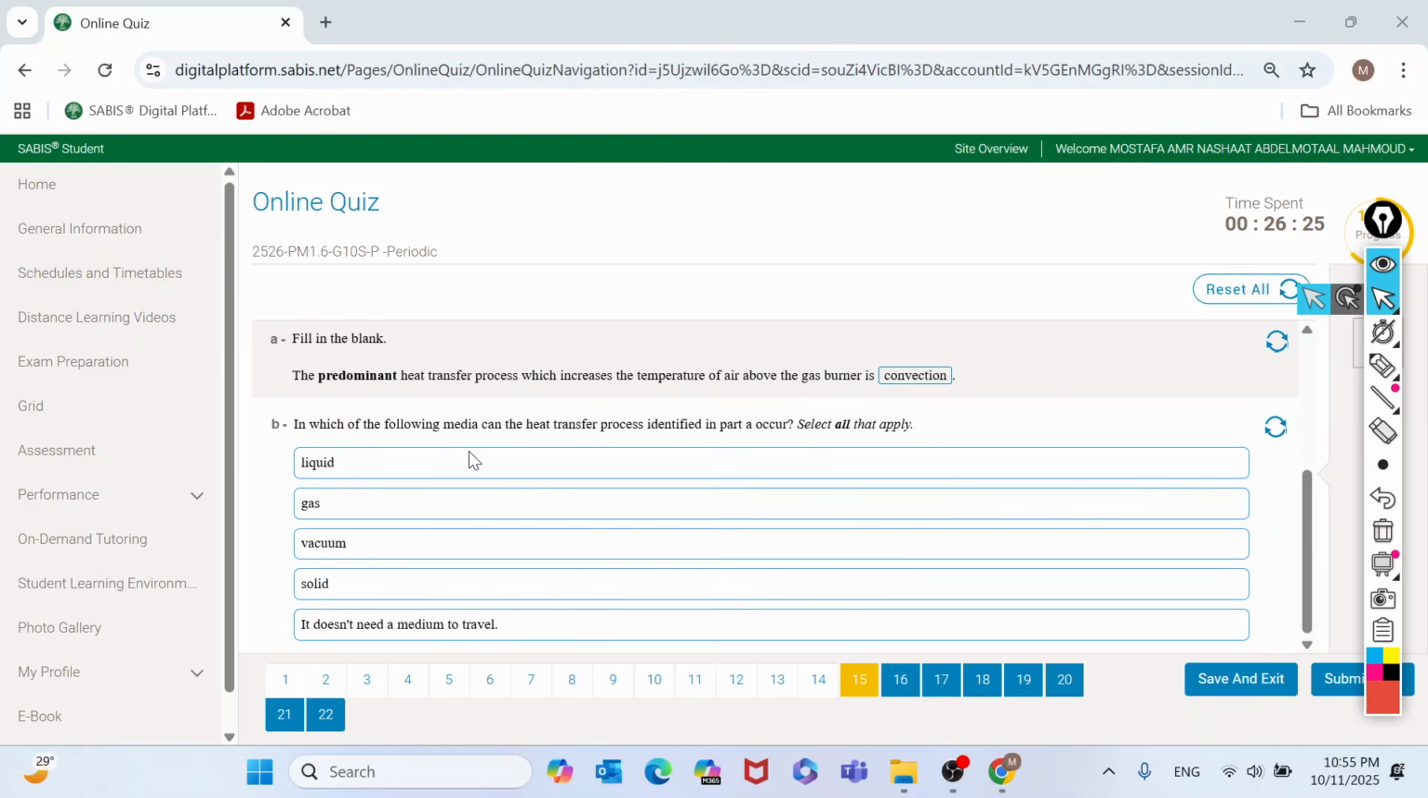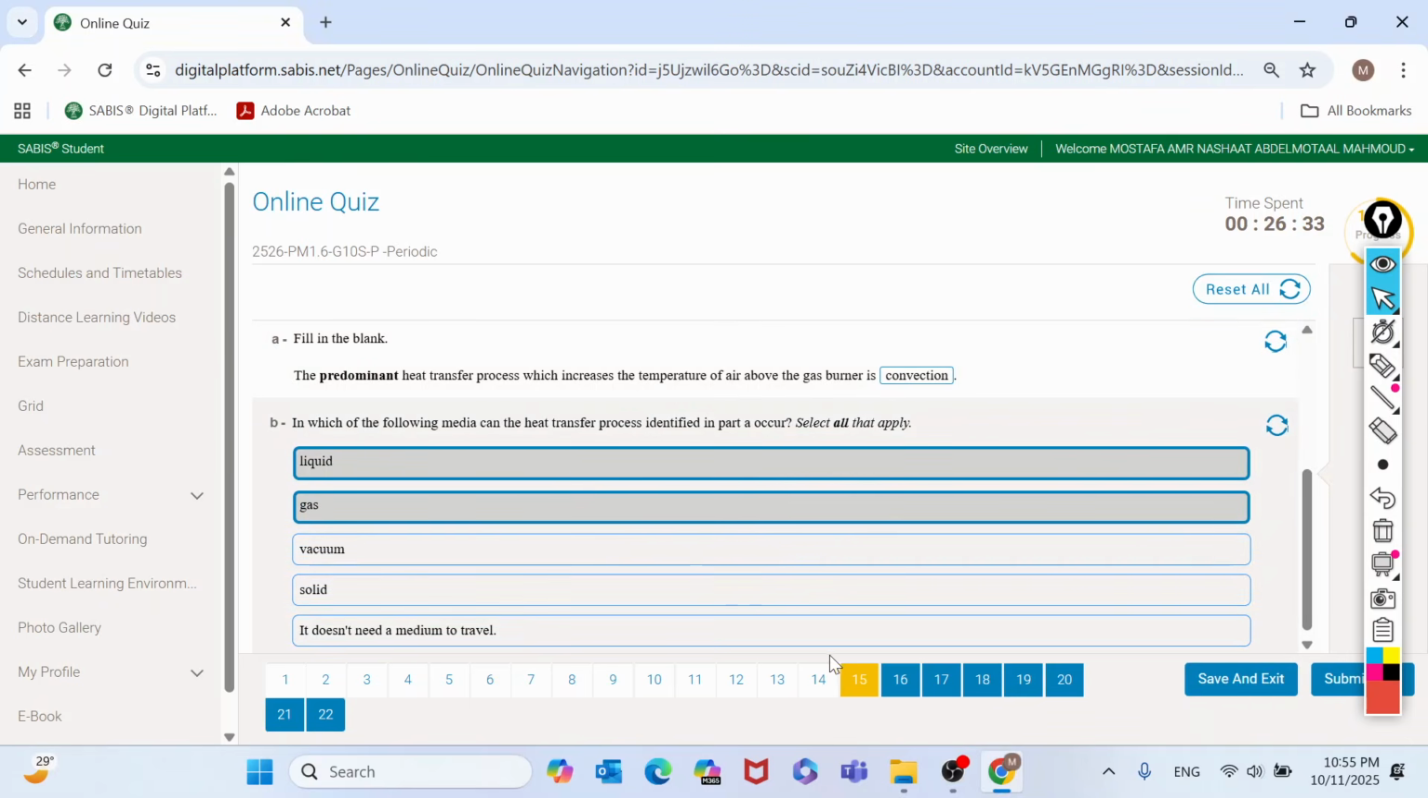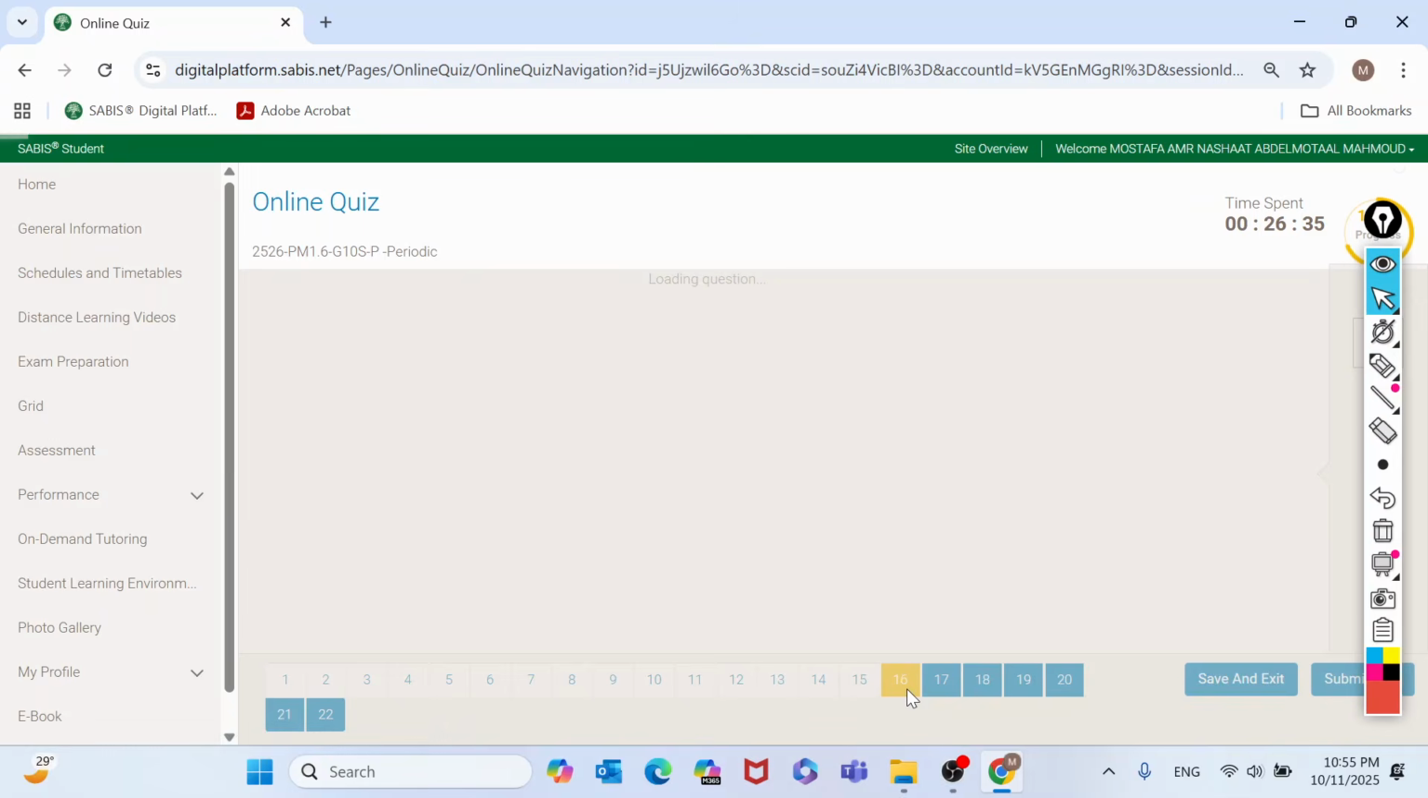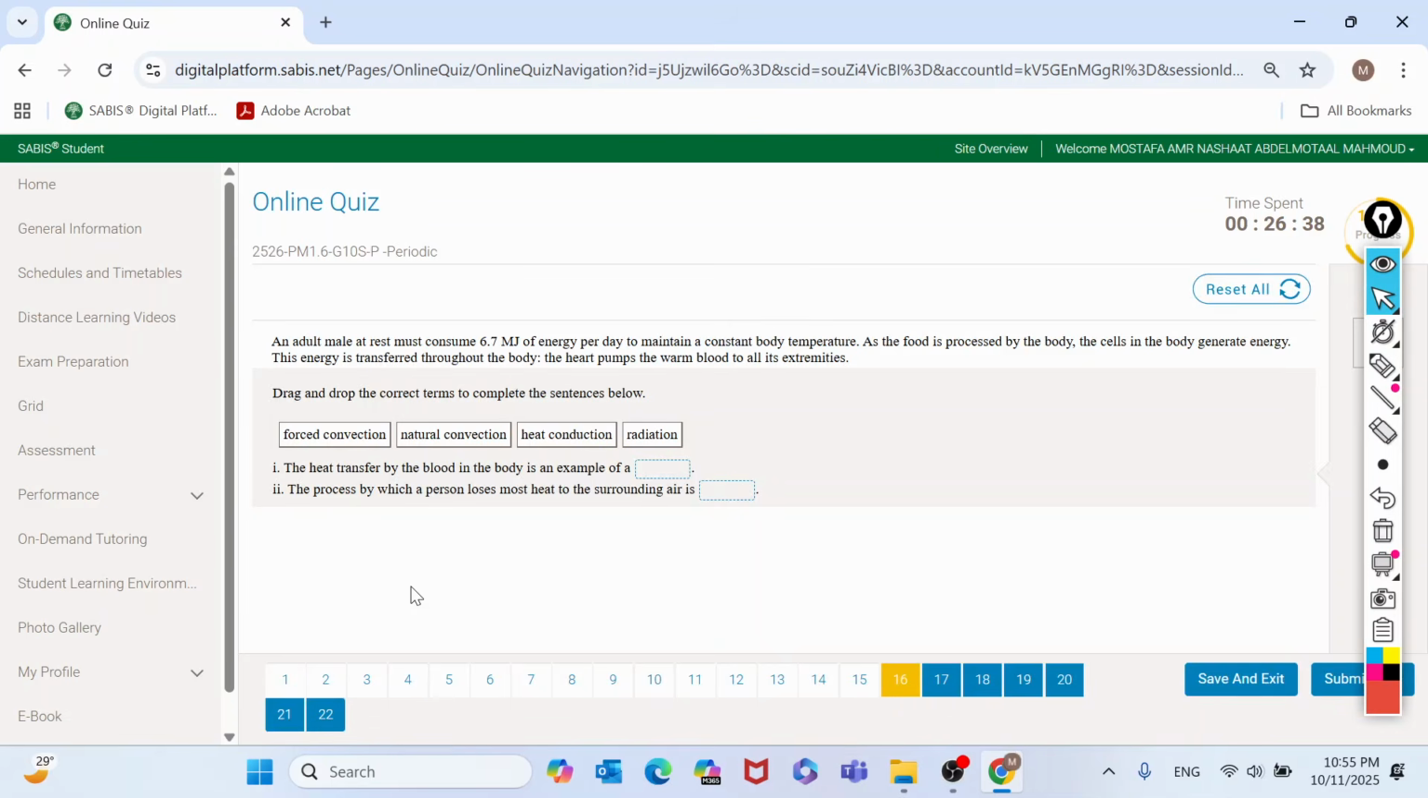Okay. In which of the following media can the heat transfer process identified in part A occur? In liquids and gases. Fluids only. And you can't have a current in a vacuum. Nothing's moving, there's nothing there. An adult male at rest must consume 6.7 megajoules of energy per day to maintain a constant body temperature. As the food is processed by the body, the cells in the body generate energy. This energy is transferred throughout the body. The heart pumps the warm blood to all its extremities.